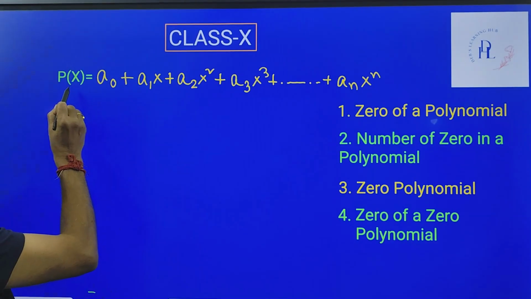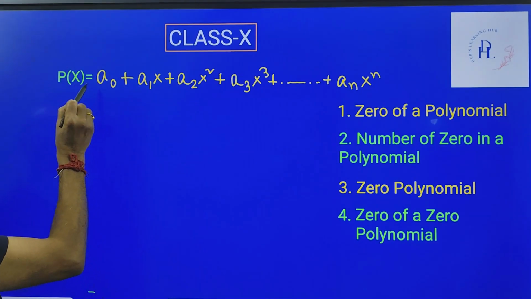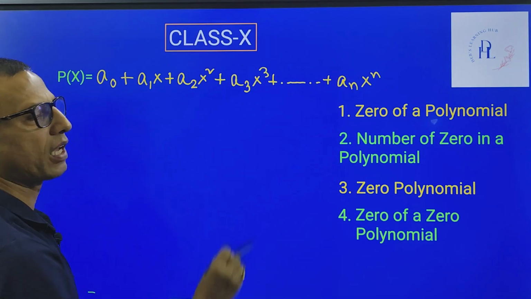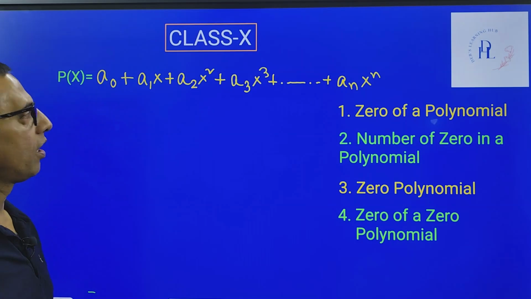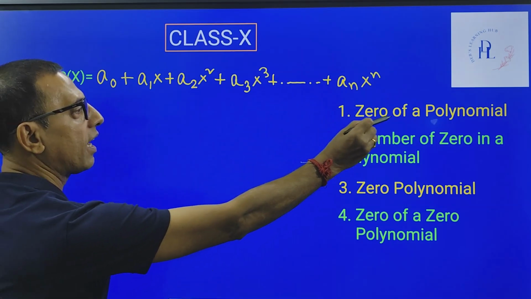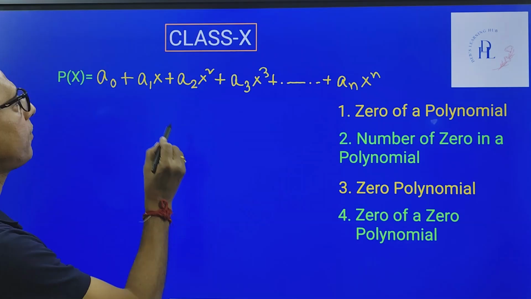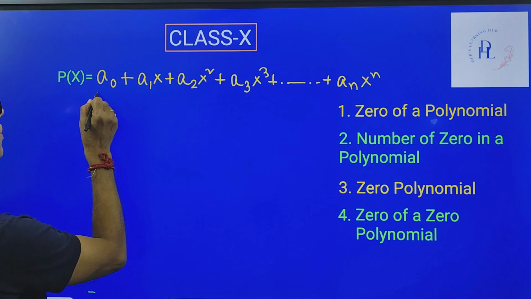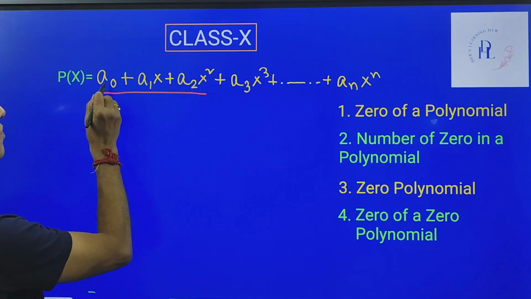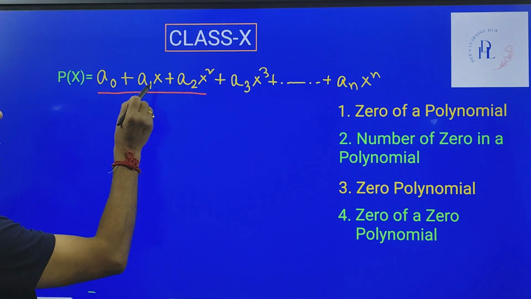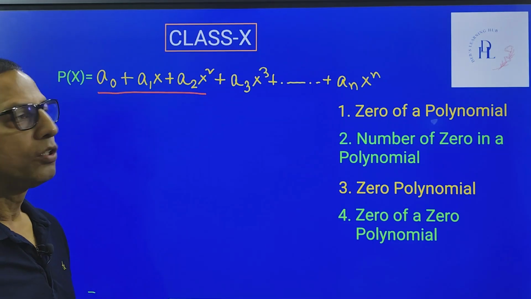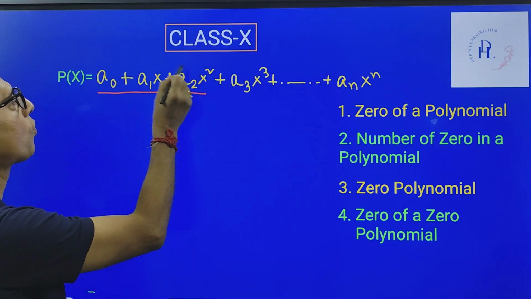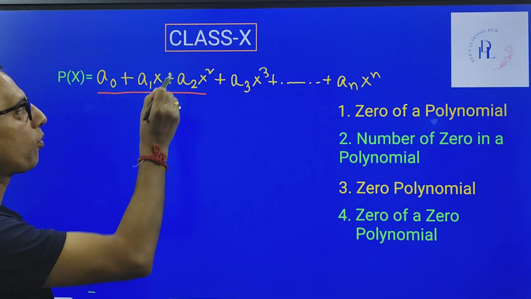ओके, नाउ दिस इज अ पॉलिनोमियल ऑफ x, p(x) = a0 plus a1x plus a2x square plus a3x cube up to anx^n, right? Now let's understand zero of a polynomial. Let's say I am considering the first 3 terms, a0 plus a1x plus a2x square. If I consider these 3 terms only, then it's a quadratic polynomial. So degree of the polynomial is 2.